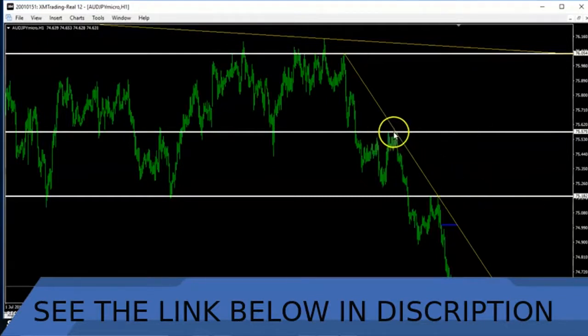Then it will do another 100 pips drop between this line and this line. It's almost 100 pips, but look at the moves. A 100 pips drop. Then this was the previous low of that time, which became the top of now.